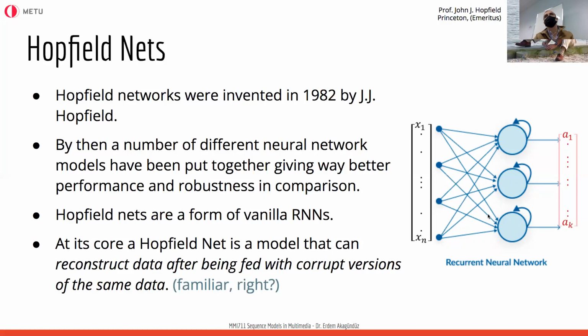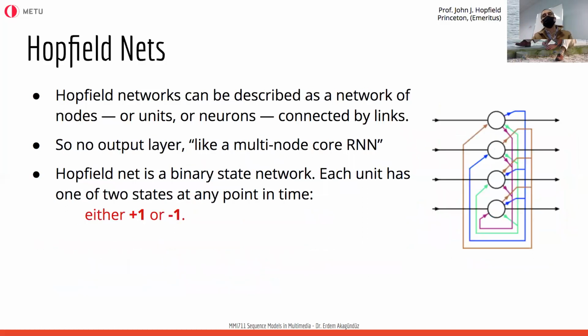Okay, this is the recurrent neural network. In the Hopfield net, we don't have the inputs. We only have the states. It's a bit strange from that perspective because it's going to be changing states. So it is like a finite state automaton because it's always jumping to a new state without an external input. Good. So Hopfield nets can be described as a network of nodes or units of neurons connected by links, just like RNNs. There is no output layer.